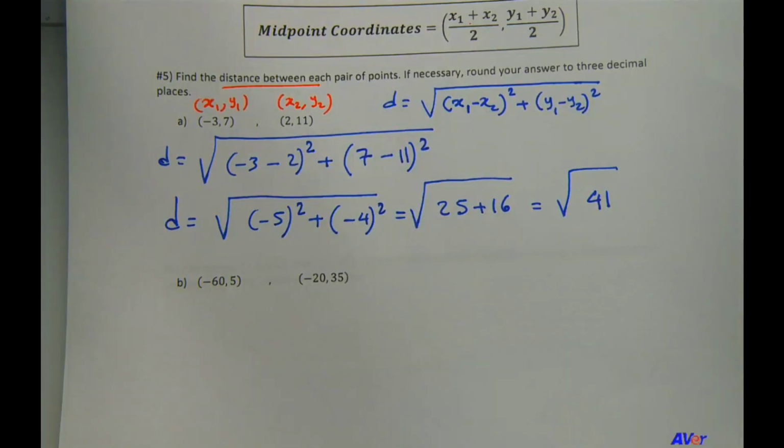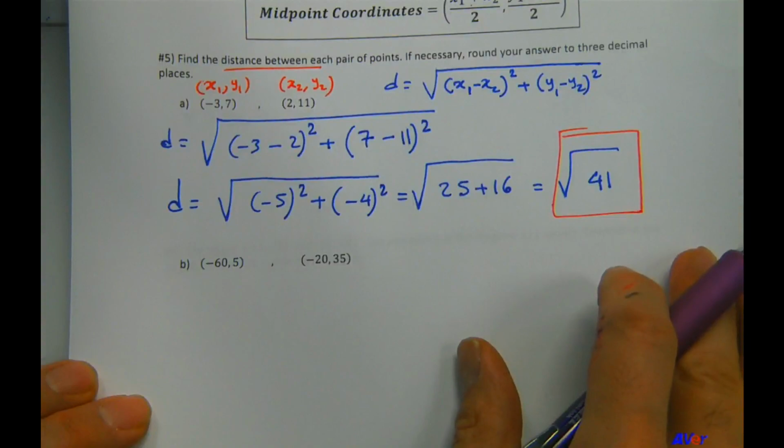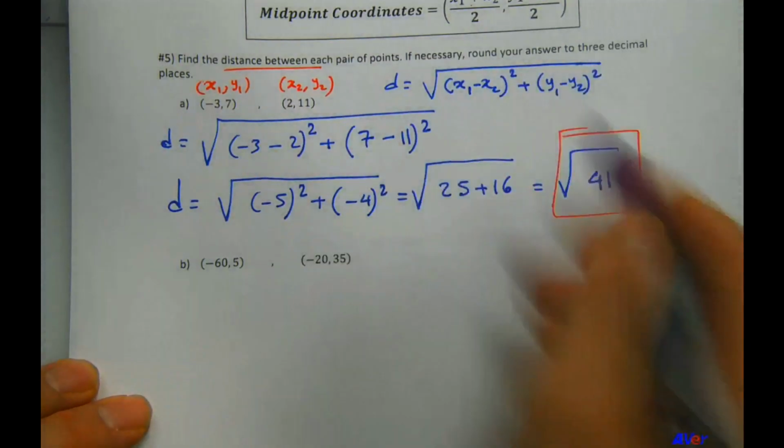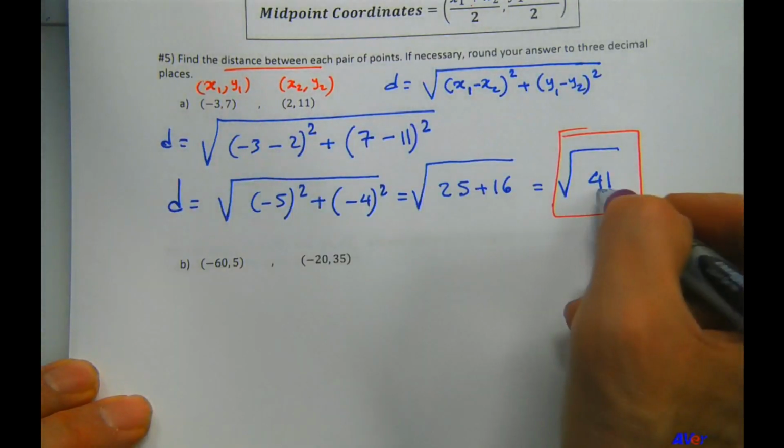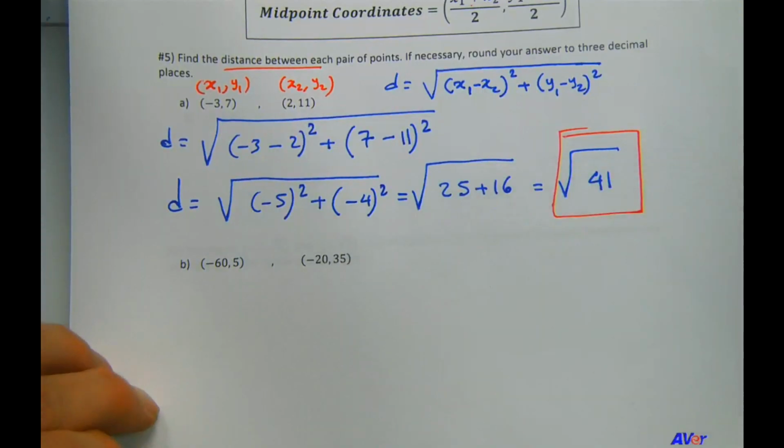Okay, so we can leave it like that. And it says round your answer to 3 decimal places, but this is a more exact answer. So let's keep the answer like that.